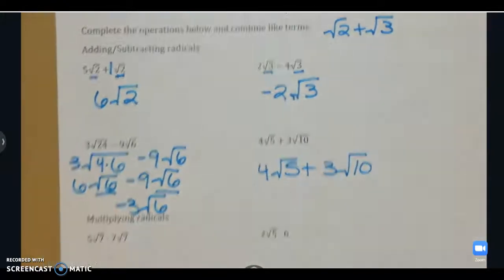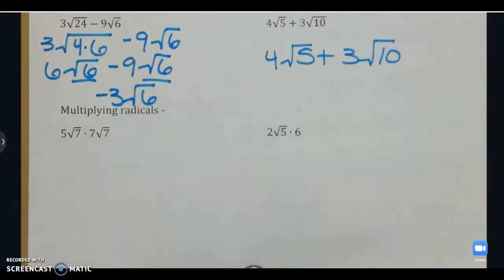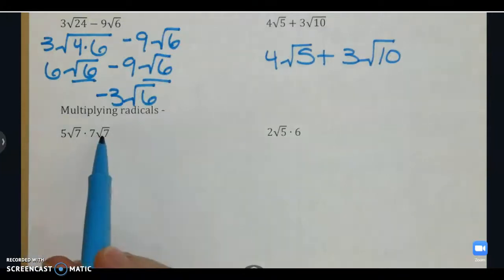Okay? All right, and then the last skill we're going to look at is multiplying radicals. Now, to multiply radicals, they don't have to match exactly. Adding and subtracting they do, but multiplying they do not. So for multiplying radicals, what you do is you multiply what's outside the radicals together, so your coefficients in front, and then you multiply what's inside the radicals together and simplify if possible.